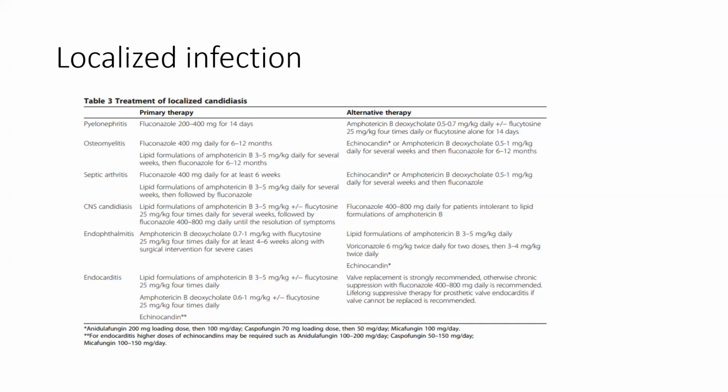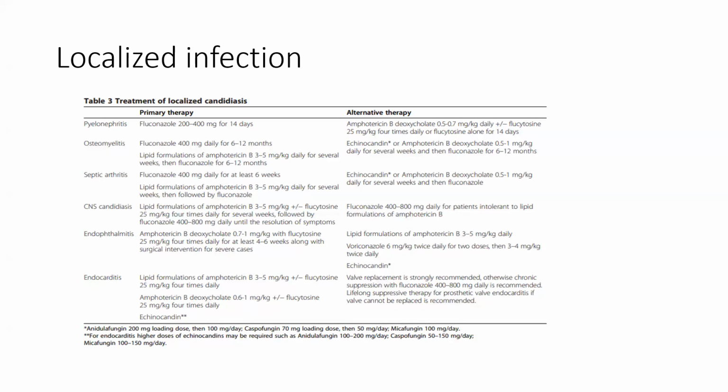If there is septic arthritis, then the primary therapy is fluconazole 400 mg daily for at least 6 weeks, or a lipid formulation of amphotericin B 3 to 5 mg per kg daily for several weeks, followed by fluconazole. And the alternative therapy is an echinocandin or amphotericin B deoxycholate 0.5 to 1 mg per kg daily for several weeks, and then fluconazole.